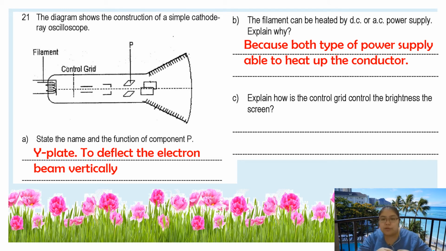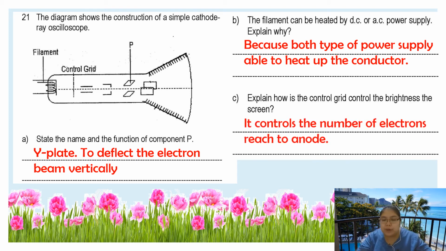Explain how the control grid controls the brightness of the screen. How do we control the brightness? We just control the electrons. When you let more electrons come out, the spot becomes brighter. If I want the spot to be dim, not too bright, you need to reduce the electrons coming out from the filament. So they control the number of electrons reaching the anode. To control the brightness, you control the number of electrons at the surface of the cathode moving to the anode.